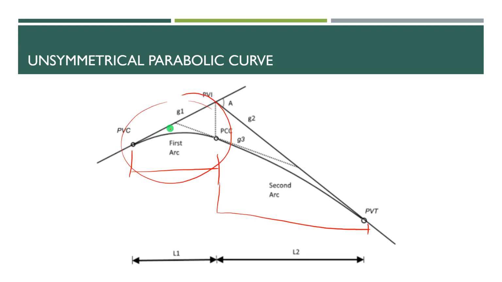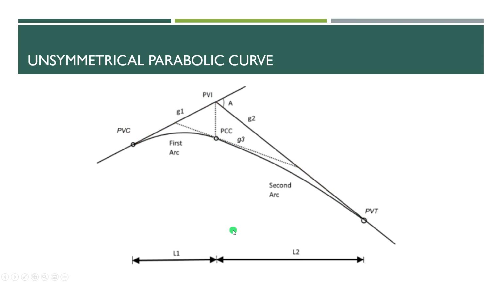So this one is the first curve, which is a symmetrical parabolic curve, and the second curve, vertical curve, is this one. Okay, so we have two solutions that we can use in solving problems in unsymmetrical parabolic curve. The first one is formula based, and the second one is we solve the common tangent G3.